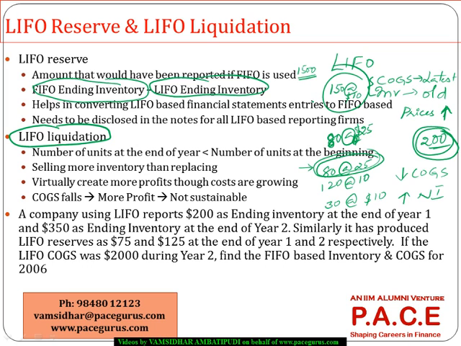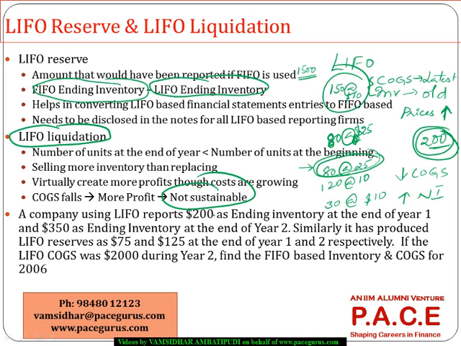So you are able to create virtually more profit in one year, but it is not going to be a sustainable thing, because your inventory balances are going to reduce quite drastically, making the scenario more complicated for the next period. Let's look at a small numerical based on LIFO reserve.